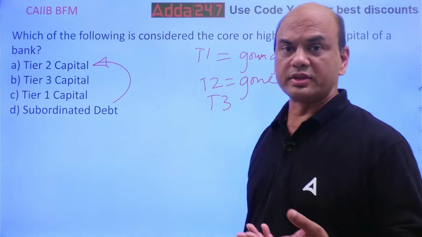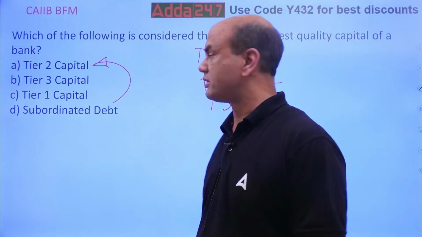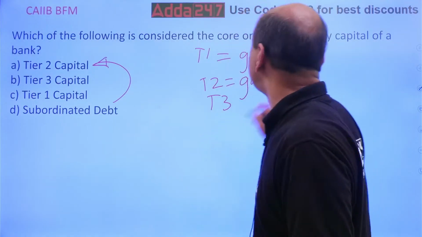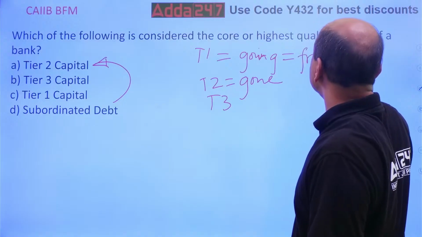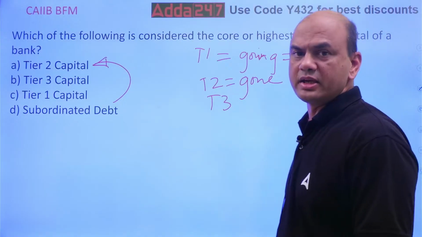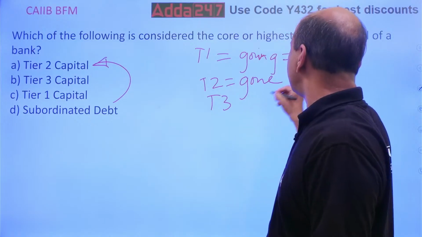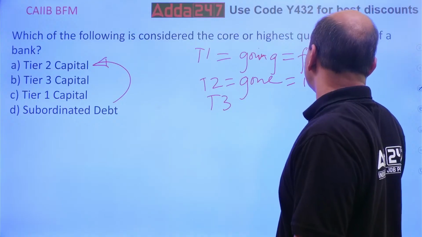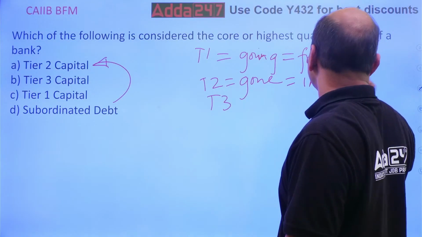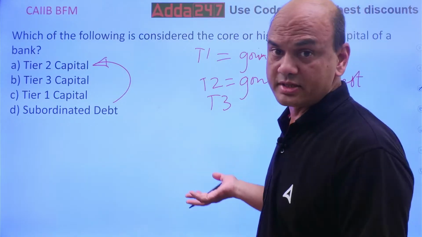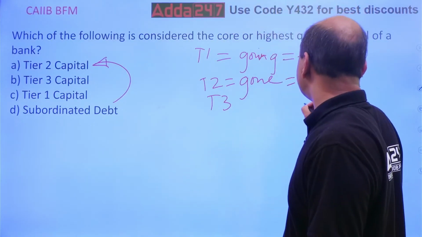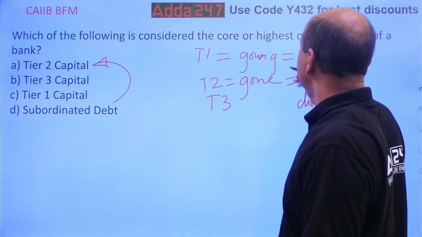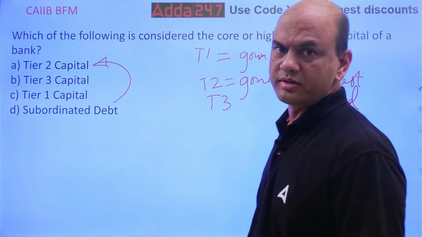So which is the highest one? Which is a good quality capital? Going concern. Why? Because what is going concern? Already I told you, it's equal to free money. There is no compulsion on me to give any interest or any dividend on this. On T2 and T3, this gone concern, I have to compulsorily give the dividends. Either I have to give the interest, or if I have taken it as preference shares, then I have to give the dividends. Compulsory. But such things are compulsory over here, which is not the case in free capital.